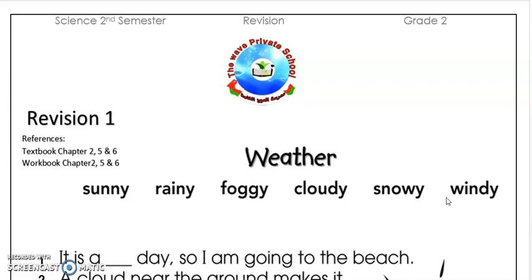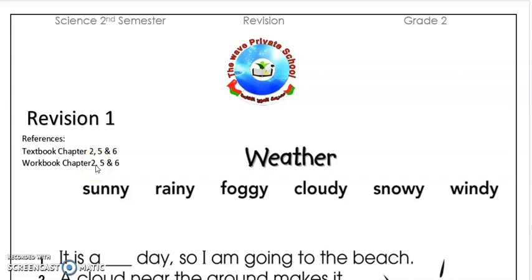So today we are going to do our revision. Our revision is divided into three, so you can do one revision every day. For our references, go over to our textbook, chapters 2, 5, and 6. Go to the table of contents and check the pages for these chapters. Same thing with our workbook.